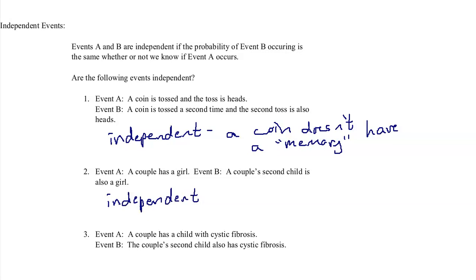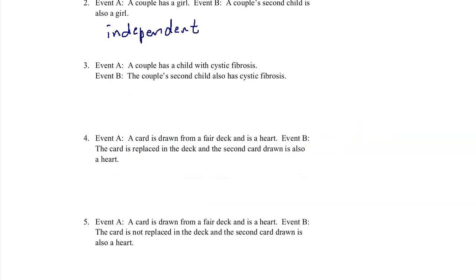Okay. Event A, a couple has a child with cystic fibrosis. Event B, the couple has a second child with cystic fibrosis. Does the probability of that second child having cystic fibrosis change depending on whether we know if the first child had cystic fibrosis? In this case, if you don't already know that you're carriers for cystic fibrosis, then the probability of having a child with cystic fibrosis is very small for just a random couple. Once you have a child with cystic fibrosis, we have more information.